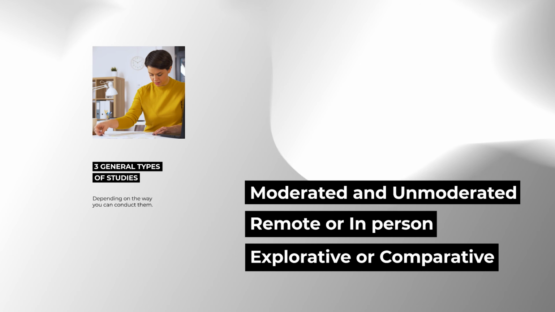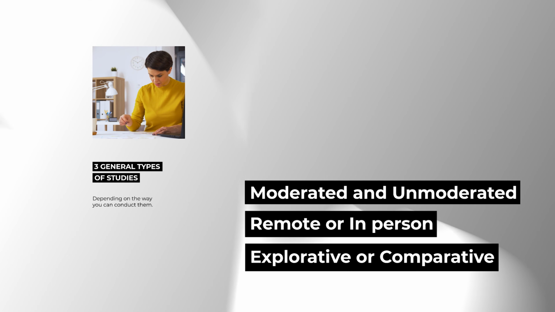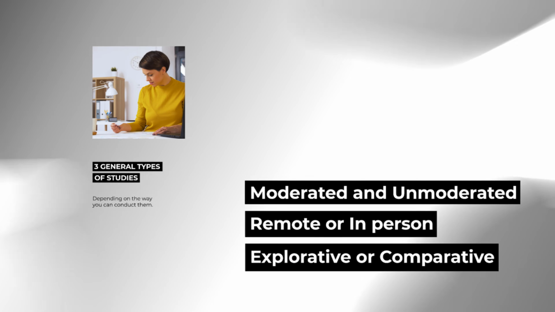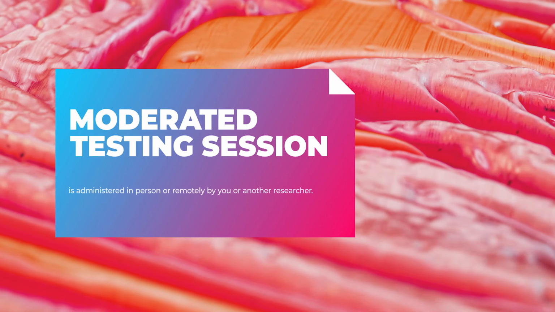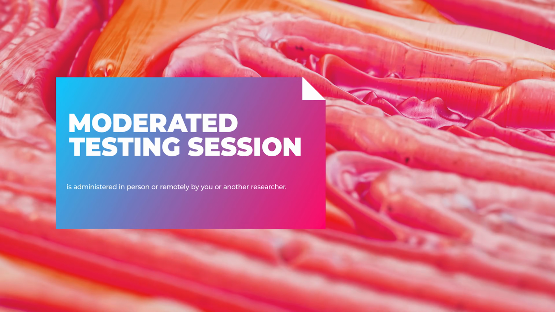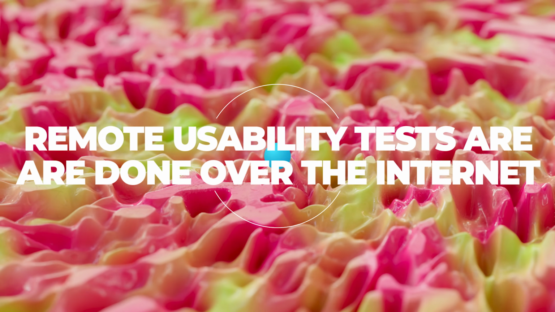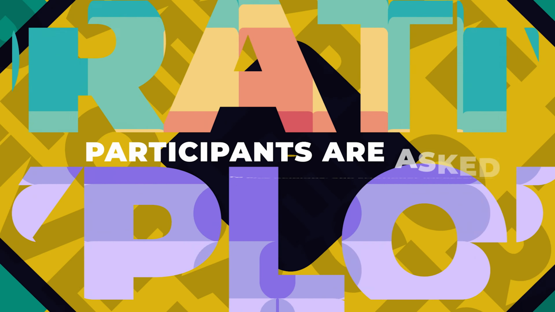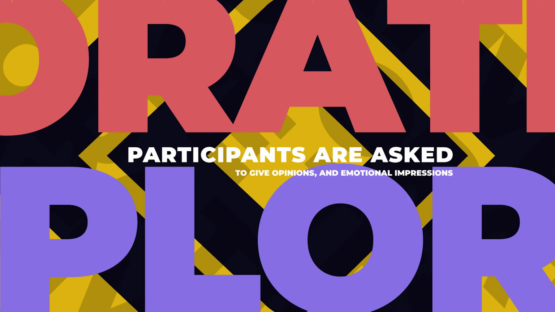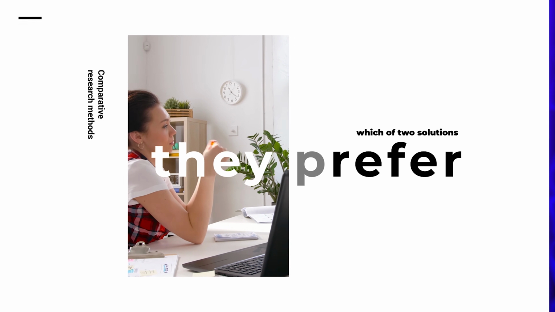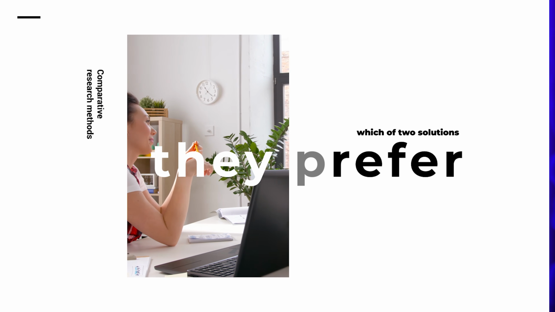Now, there are 3 general types of studies, depending on the way you can conduct them: moderated and unmoderated, remote or in person, explorative or comparative. A moderated testing session is administered in person or remotely by you or another researcher. Remote usability tests are done over the internet. Explorative tests are open-ended, where participants are asked to give opinions and express emotional impressions. Comparative research methods involve asking users to choose which of the two solutions they prefer.